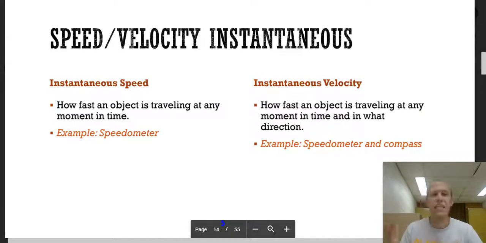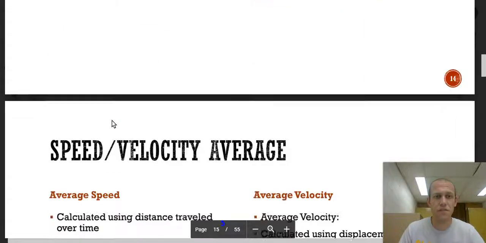So when we talk about speed and velocity, we need to remember what instantaneous means. Instantaneous means how fast an object is traveling at that time, because the speed or the velocity is probably changing. So a speedometer measures instantaneous speed. For velocity, it needs to be a speedometer and then also a compass because we need a direction with that. So instantaneous velocities, they are at one single instant.